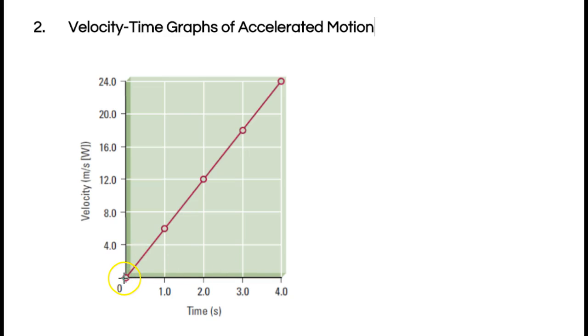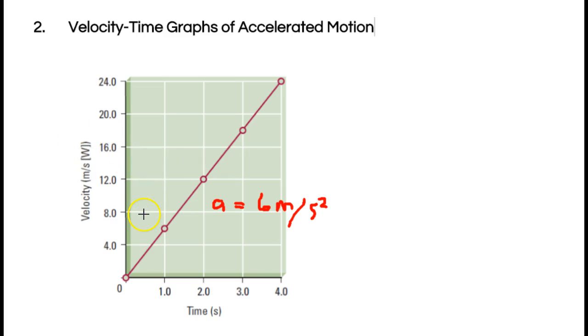So for instance, when I look at this velocity time graph, I see that for the first second, there's an increase of 6 meters per second. Then in the second second of motion, there's another 6 meters per second increase in velocity, and so on. So I can tell from the slope of my VT graph that my acceleration happens to be 6 meters per second squared in a westerly direction.